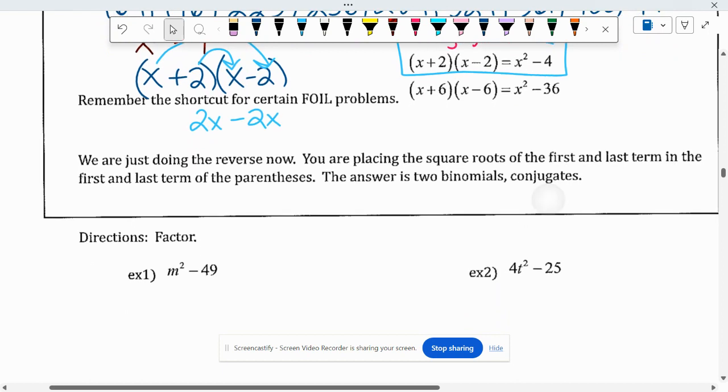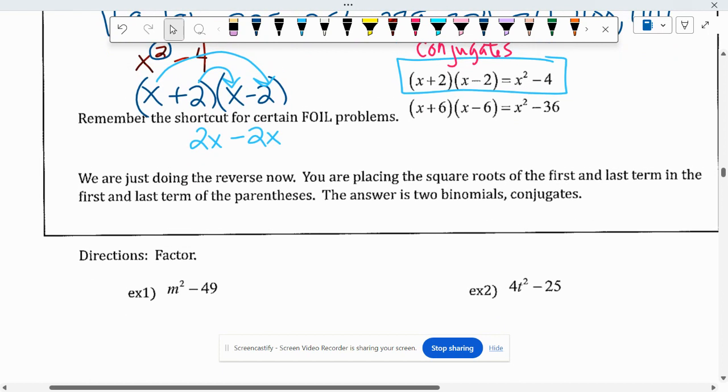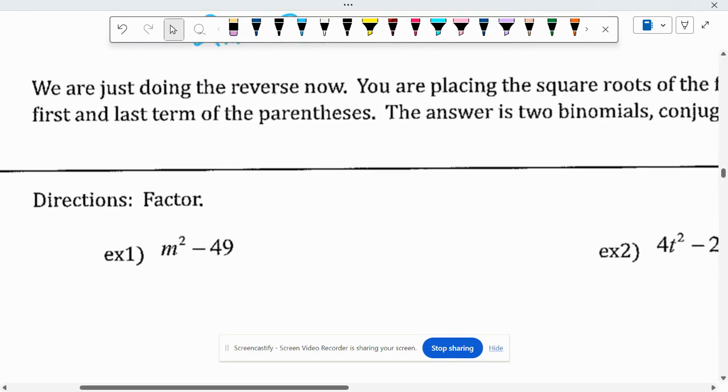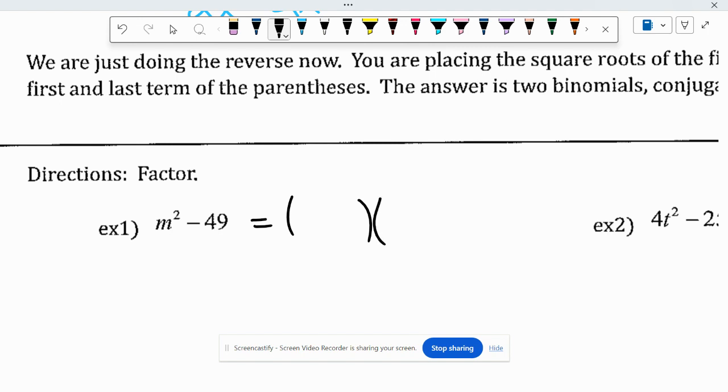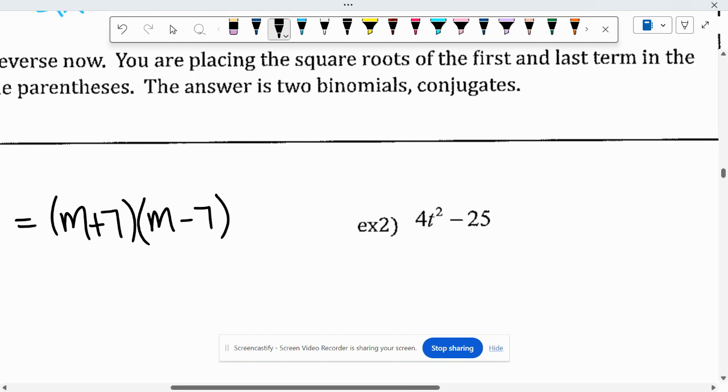So let's look at our first example. M squared minus 49. Well, I know that m squared is a perfect square because my exponent is even, right? But what is the square root of 49? It's 7. So this factors to m plus 7 and m minus 7. Okay. Got it? Okay. Let's look at example number 2.